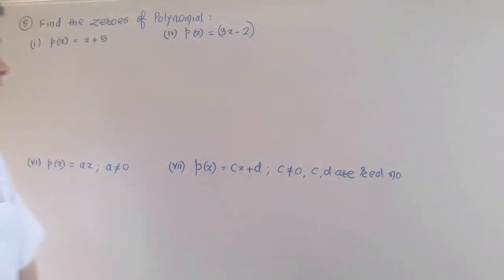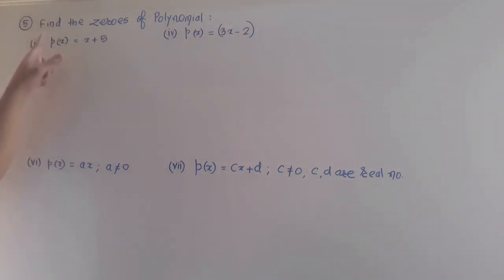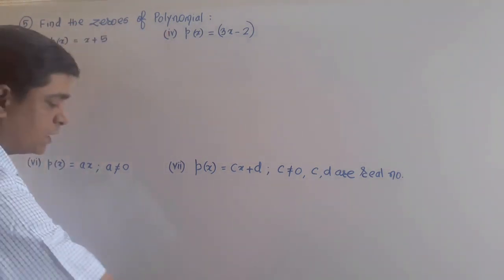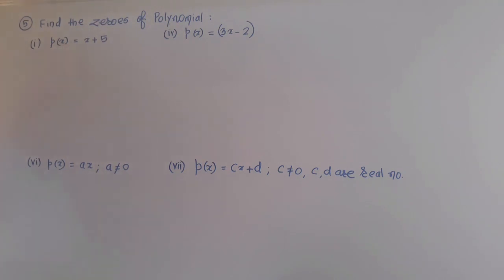As you can see, in the first question they are saying to find the zeros of the polynomial. If I want to find the zero of the given polynomial, I will take the given value p of x equal to 0. Now what is the value of p of x here? p of x is x plus 5, so that will be x plus 5 is equal to 0.